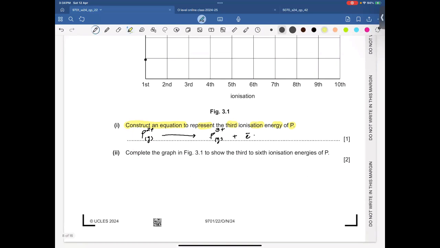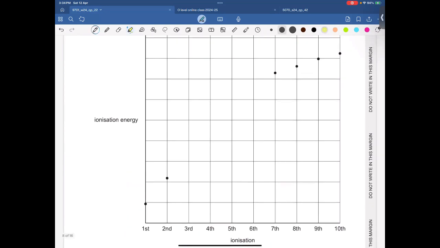Complete the graph in figure 3.1 to show the third to sixth ionization energies. Okay. By the way, phosphorus is found in group 15 of the periodic table, which means it has 5 valence electrons. And according to the concept, in successive ionization energy, electrons are removed first from the valence shell, which means the first 5 electrons are removed from the valence shell. So according to the trend, it has to be like this. Not like this.